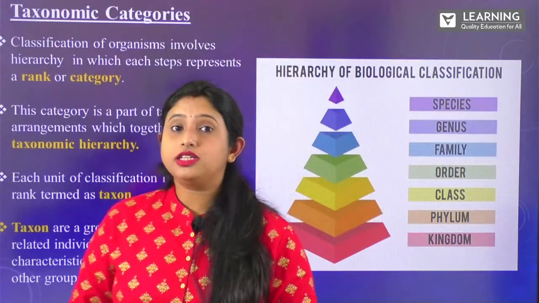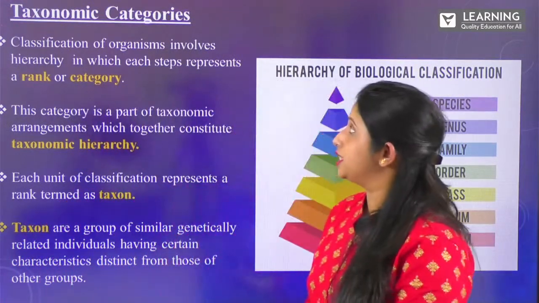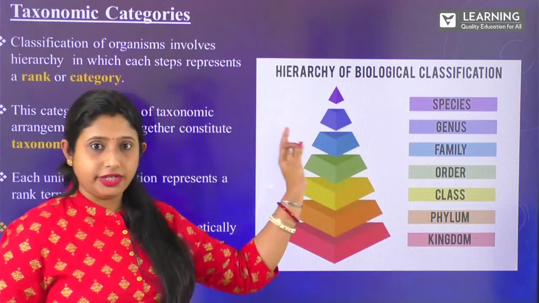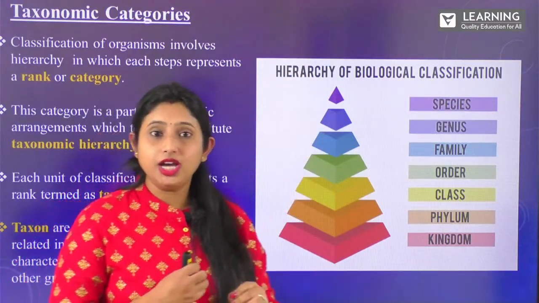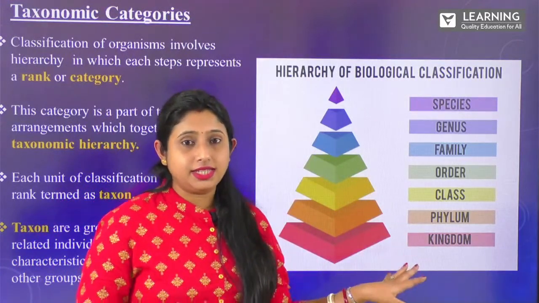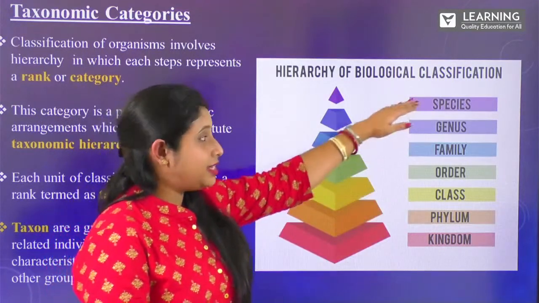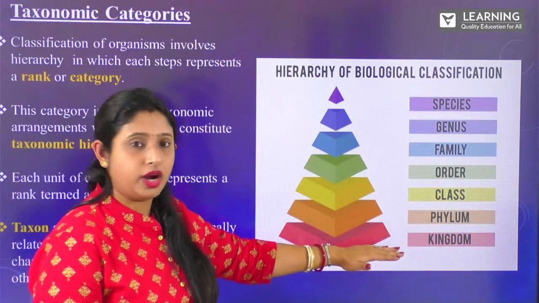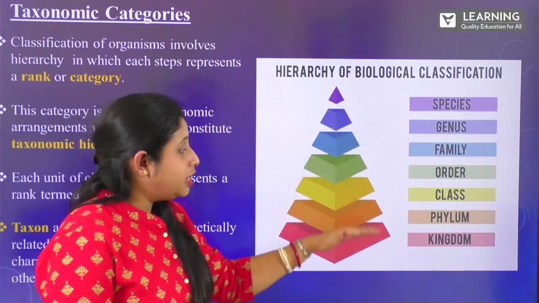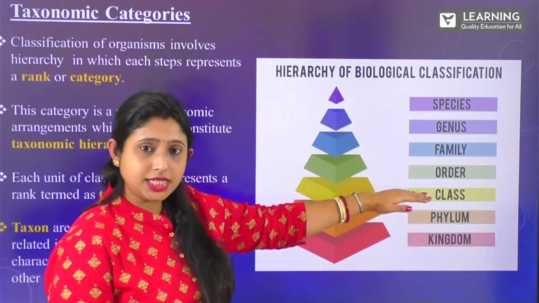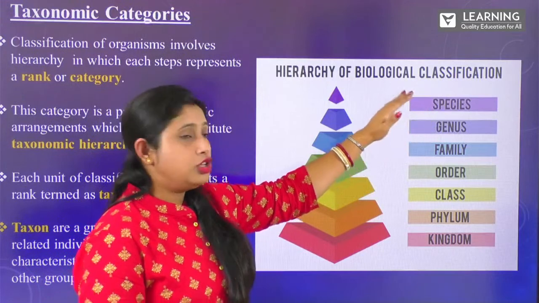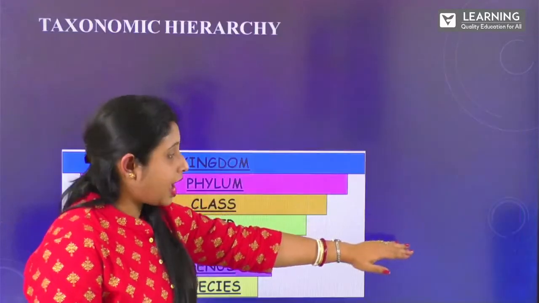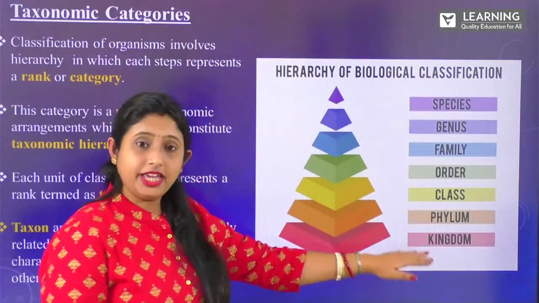Next one, the last one is taxonomic categories. Clear? So what are taxonomic categories? Now in this picture, what you can see is nothing but a hierarchy that gives rank to particular living organisms and groups them. You can see this is a kingdom, right? And this is a species, isn't it? The kingdom is the highest one. It ranks the highest and the species is the lowest one. After kingdom is phylum, then class, then order, family, genus, species. When you go in descending order, that is species, genus, family, then order, class, phylum, and next is kingdom. Is that clear?